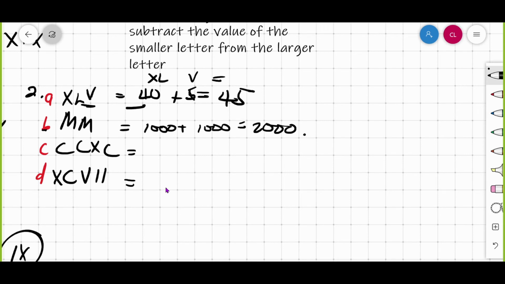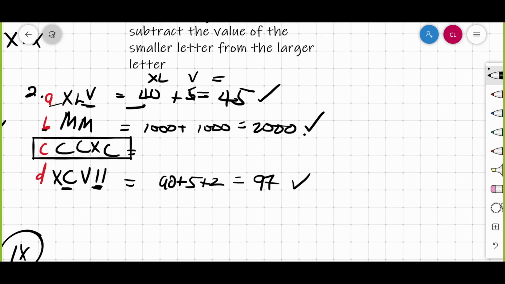Anybody, what's D? 97. 97. If C is 100, then 10 less than 100 is 90, yes, plus V being what? 5, plus this being what? 2. So this would be equal to 97. So that is correct, and this is correct.